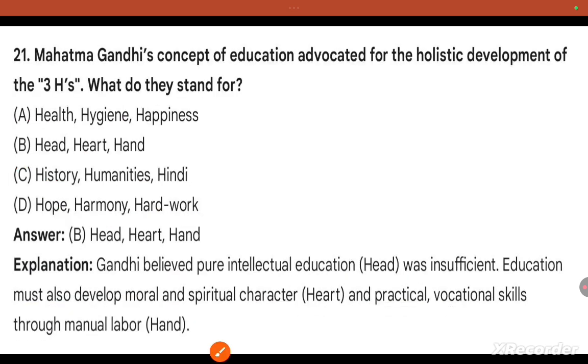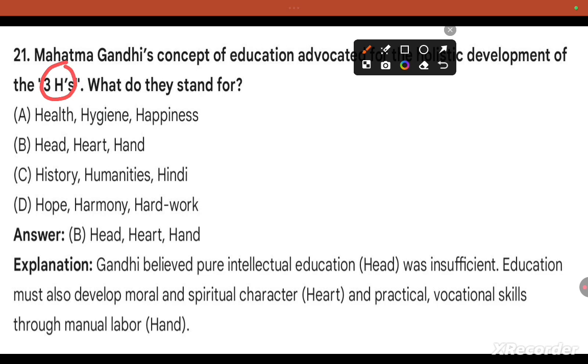Question number 21. Mahatma Gandhi's concept of education advocated for the holistic development of the three H's. What do they stand for? A. Health, hygiene, happiness. B. Head, heart, hand. C. History, humanity, Hindi. D. Hope, harmony, hard work. So according to Gandhiji, that is answer B.